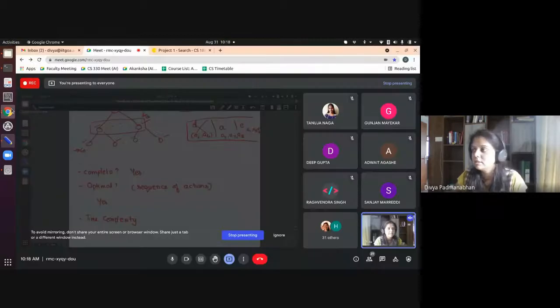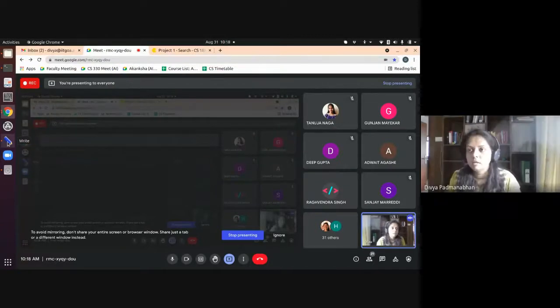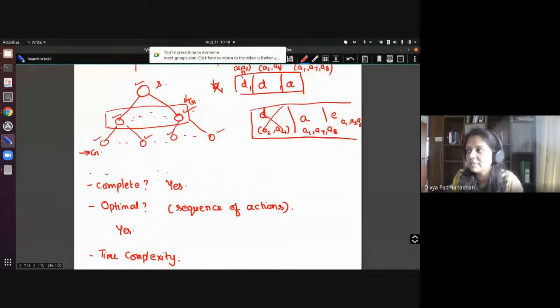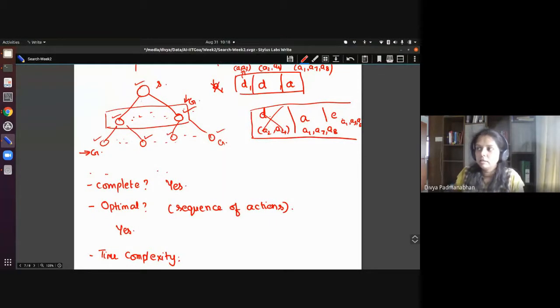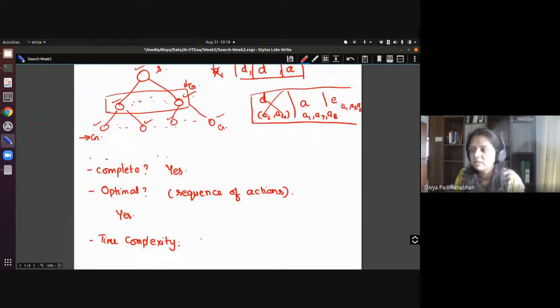So, any thoughts? What's the time complexity? B to the power D, I guess. Right. Because of the same reasoning. If the goal state is here, then you will end up covering every node of the tree. You will end up expanding every node of the tree. So that's why this is also going to be order of B power D. It's just the same calculation. You sum up all the nodes of the tree.